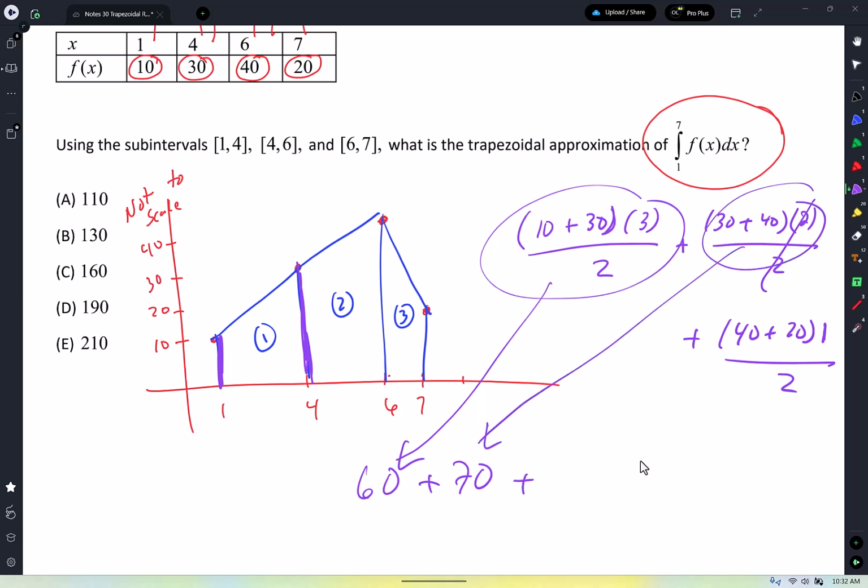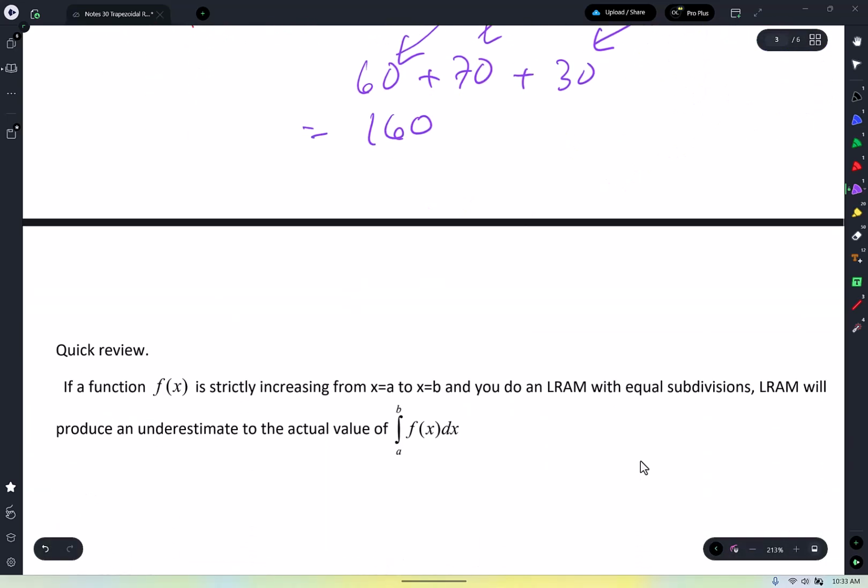Plus, 40 plus 20 is 60. Divided by 2 is 30. That's that one. Let's see. 60 plus 70, 130, plus 30, 160. Yep, there it is. We did it. Yeah, it's just geometry, guys. Cool or not cool? Okay.